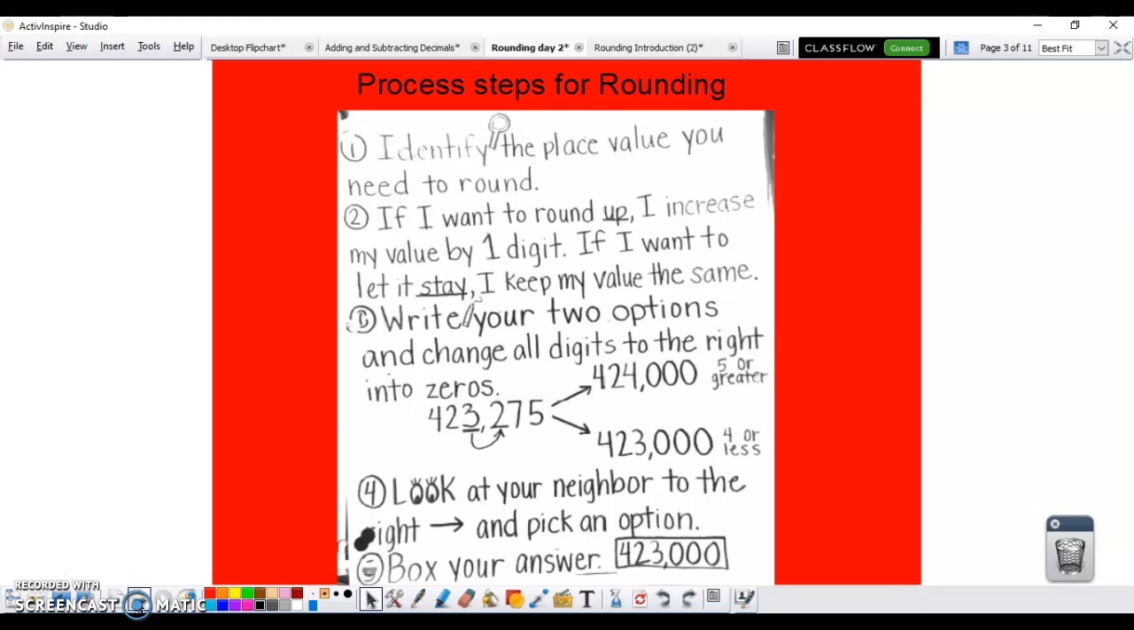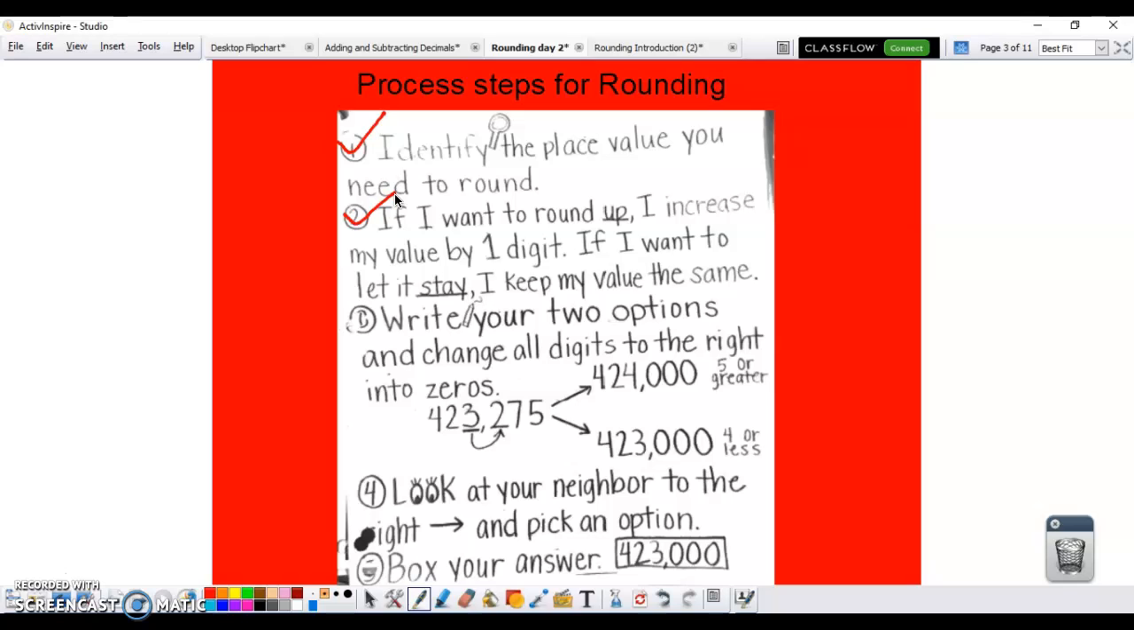Our process steps for rounding will be: 1. Identify the place value you need to round. 2. If I want to round up, I increase my value by 1 digit. If I want to let it stay, I keep my value the same. 3. Write your two options and change all the digits to the right into zeros.